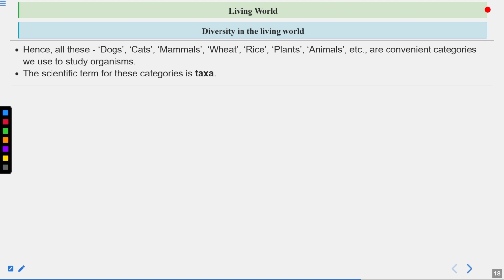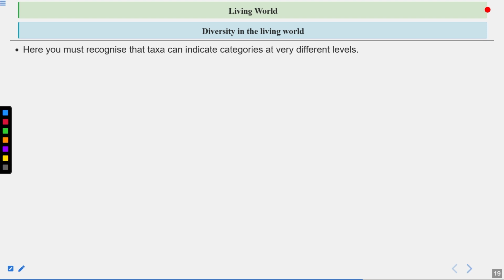Now, the scientific term for these categories is taxa. So each of these is a taxon. Mammals, wheat, rice, plants, these are all taxa. But the rank here is different. We'll talk about this in upcoming slides. Here you must recognize that taxa can indicate categories at very different levels. The rank is different. Plants also form a taxon, wheat is also a taxon, but their rank is different. Their levels are different.